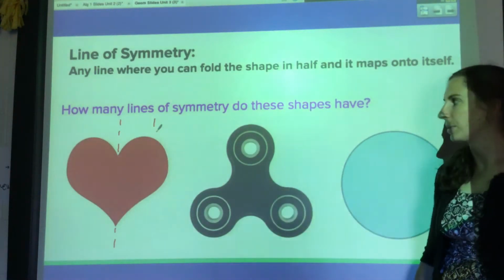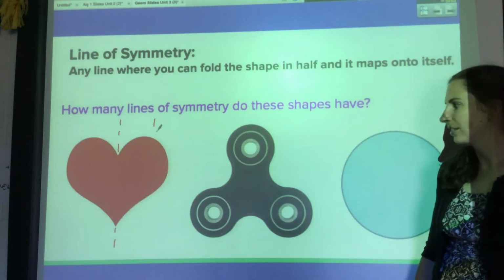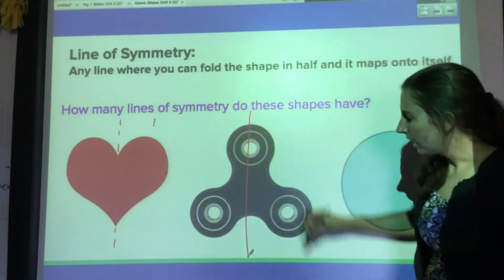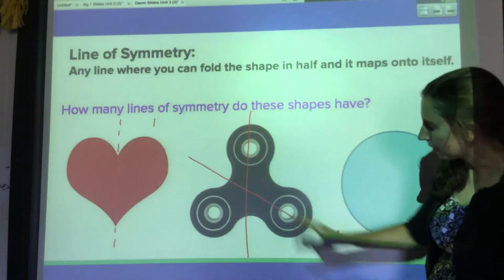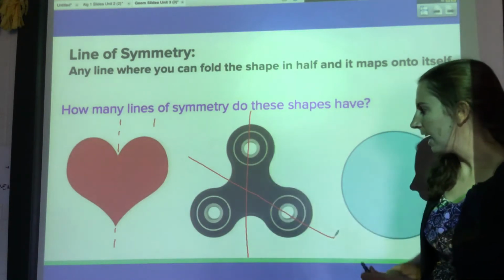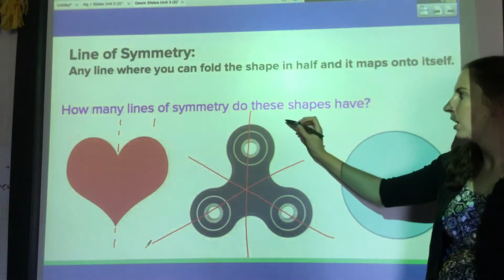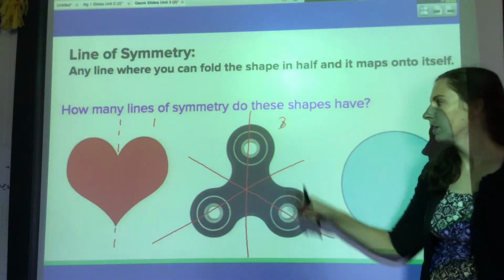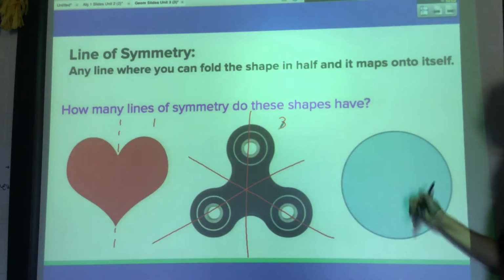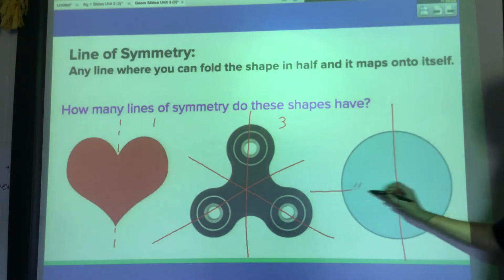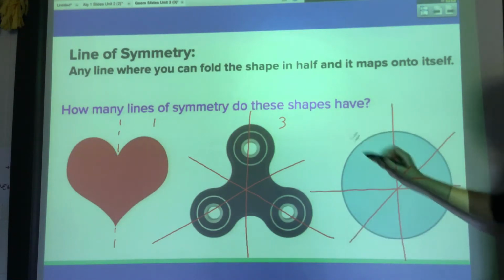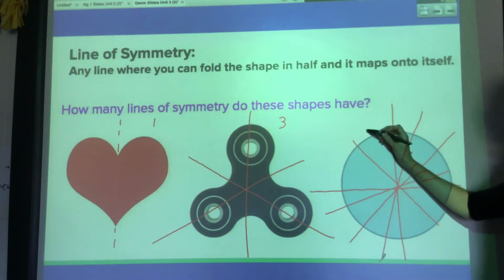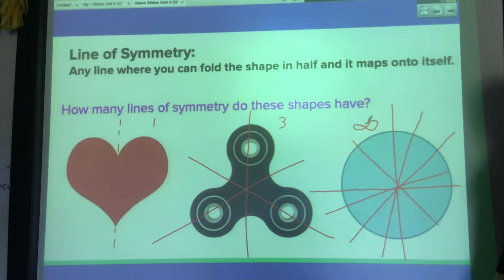For our fidget spinner here, how many lines of symmetry does it have? So it has one, if you flipped it this way. It also has one right here, if you were to flip it kind of diagonally, and one right here. So that one has 3 lines of symmetry. Be careful, this is all one line. It's not like 1, 2, 3, 4. And a circle? A circle has a line of symmetry here, and here, and here, and here, and here, and here. We could go forever. A circle has infinite lines of symmetry, which is kind of cool.